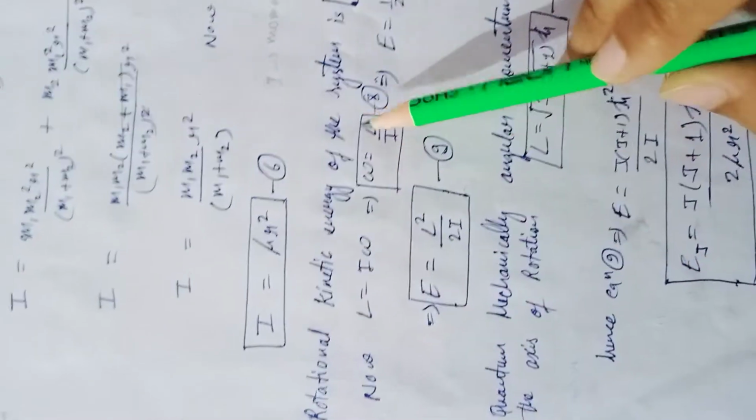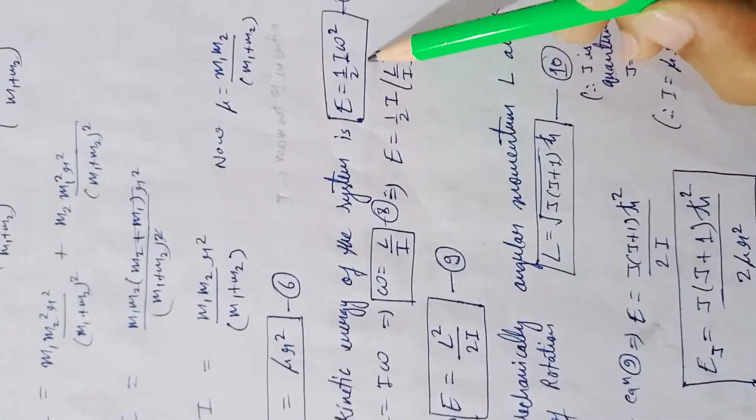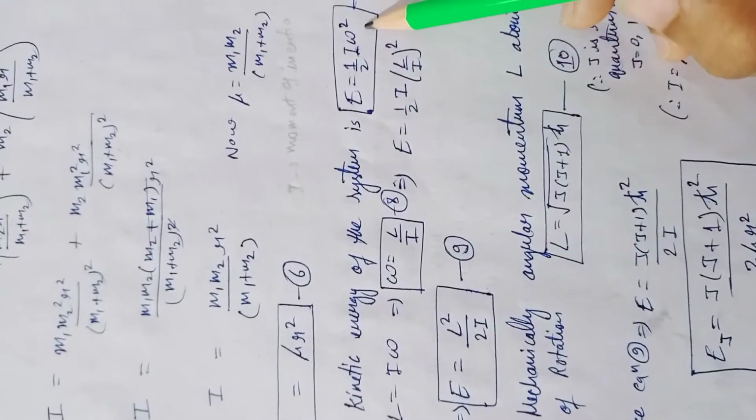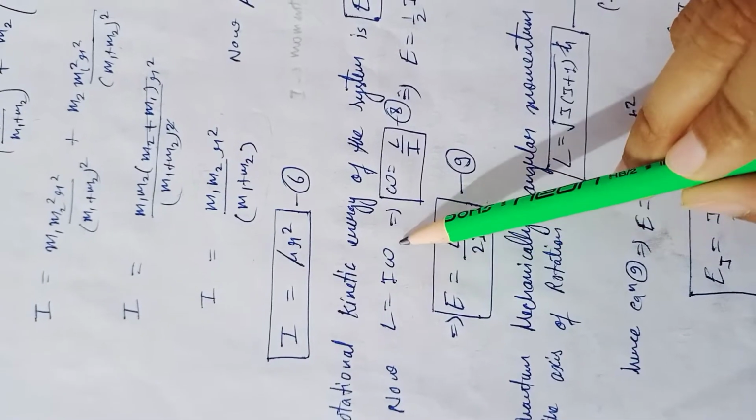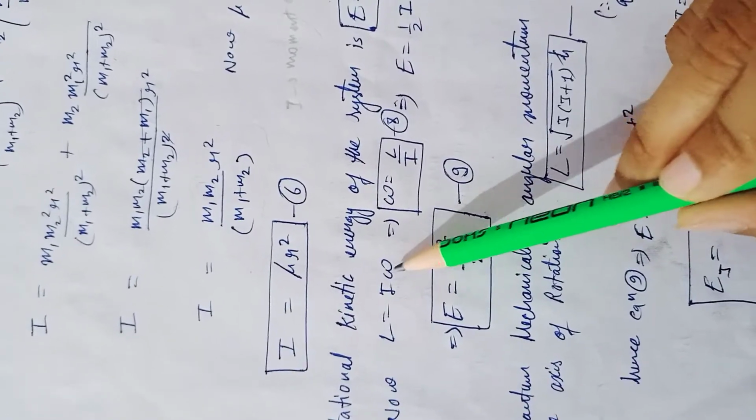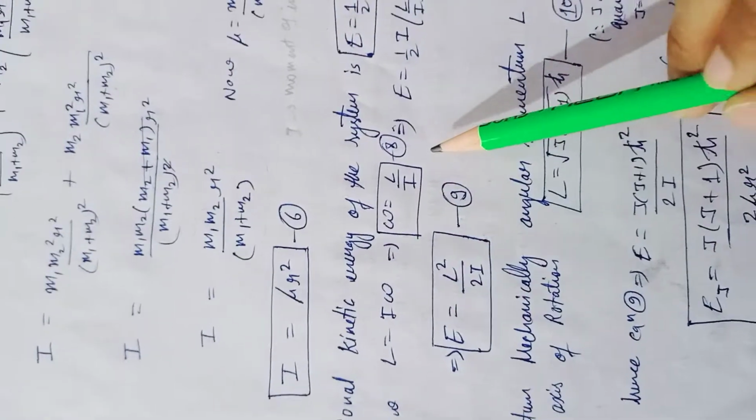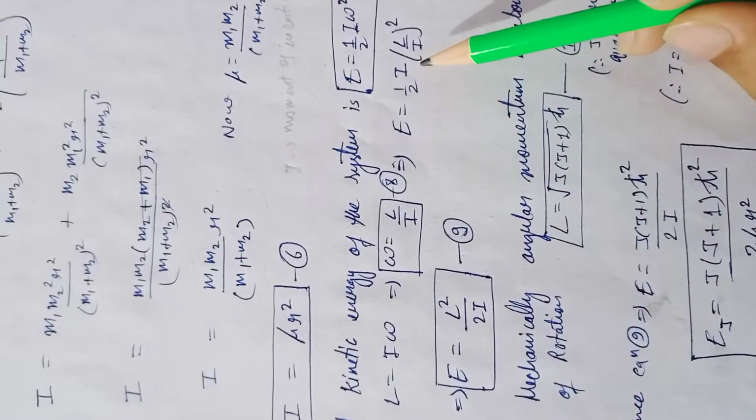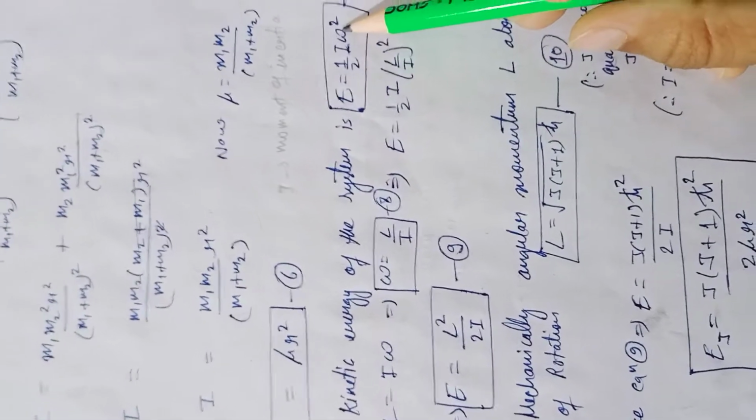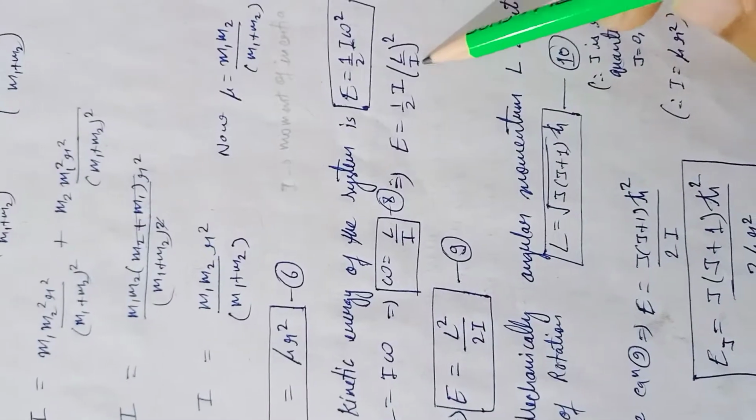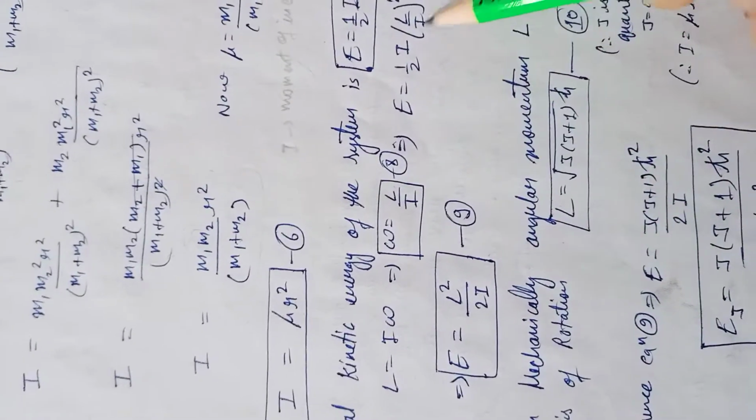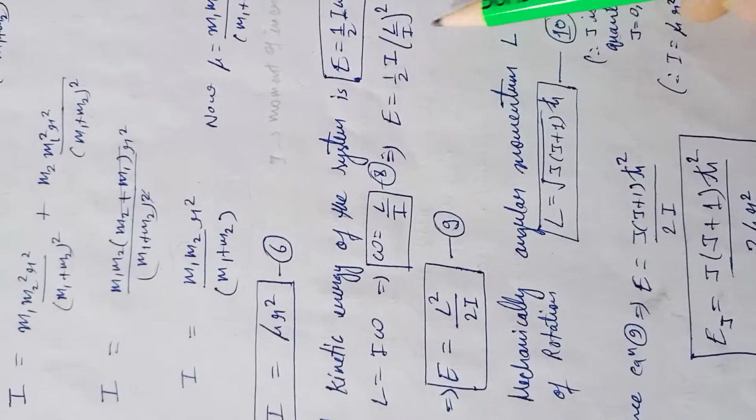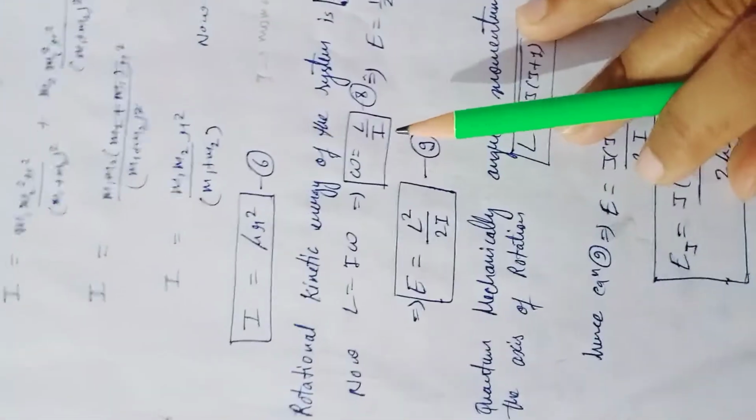Then we know the rotational kinetic energy of the system is E equals half I omega square, and we know the angular momentum L equals I omega, that is moment of inertia into angular frequency. Then omega will be L by I. E equals half I omega square, then omega is L by I, so L by I whole square. Then we'll get E equals L square upon 2 I square. Then I is here and here, so we will cut it, and it will become a single I. Then E equals L square upon 2I.